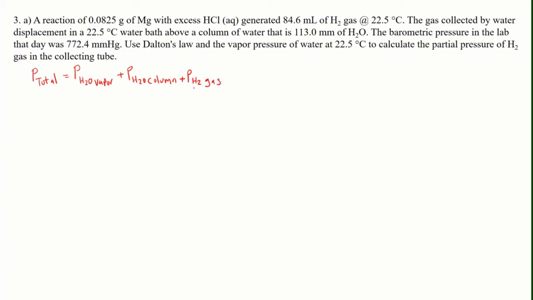Okay, we'll begin with looking at the vapor pressure of water. For the vapor pressure of water, what we need to do is look at the vapor pressure table that we have. It's on page 2 of the handout. Also, you could look at an appendix in the back of the textbook.